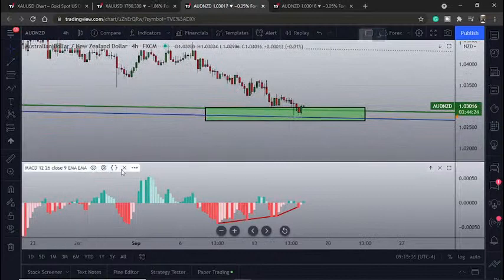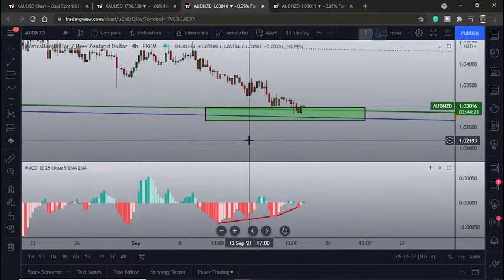Again, guys, this does not constitute any trading advice. You obviously need to practice proper risk and reward methods, and keep your reward and risk ratio in check properly. So that's what I have on the AUD NZD.